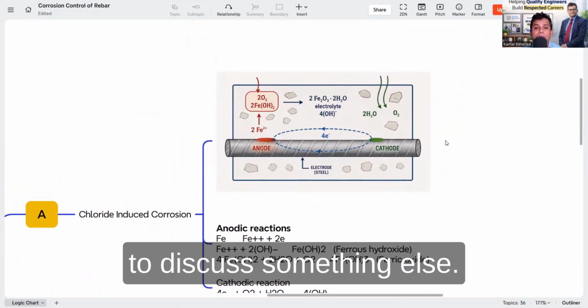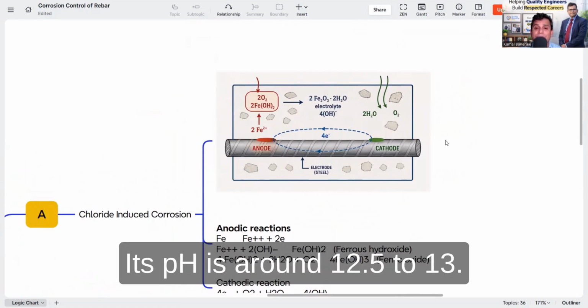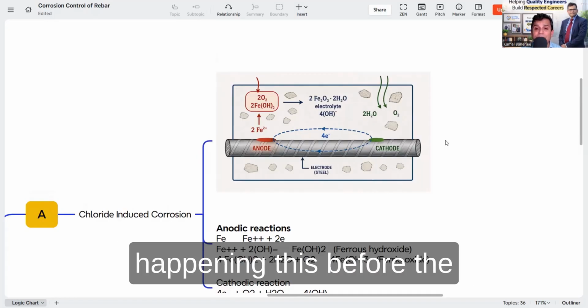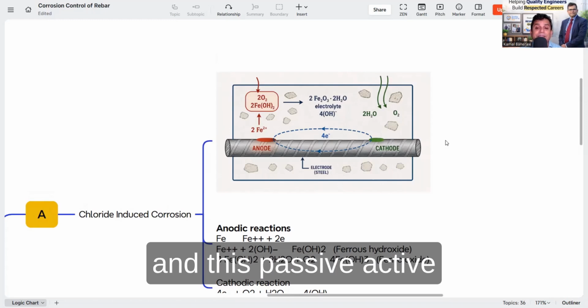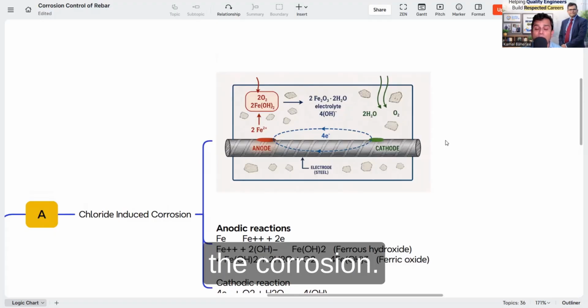Before that, we want to discuss something else. The concrete is highly alkaline. Its pH is around 12.5 to 13. So with this high alkalinity, what is happening? Above the reinforcement, an oxidized layer is created, and this passive oxidized layer helps to protect our steel from the corrosion.